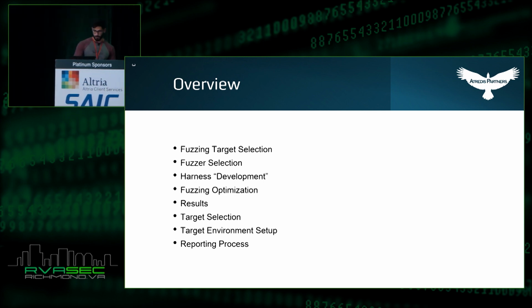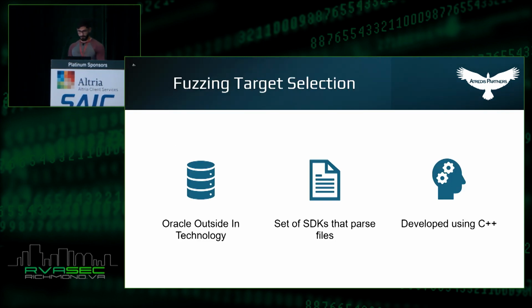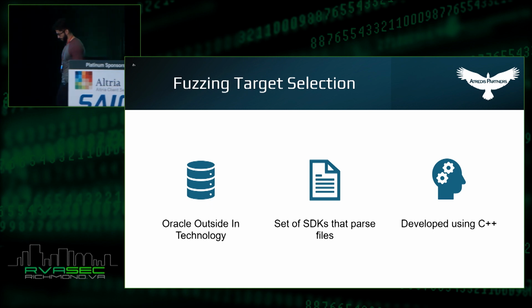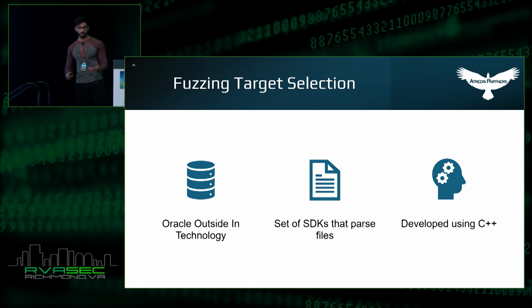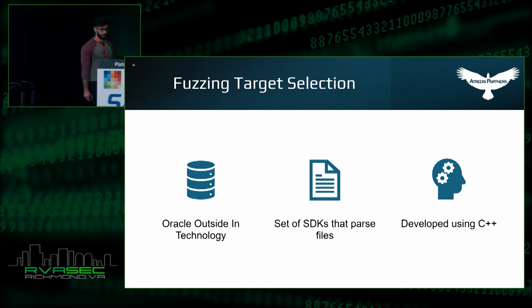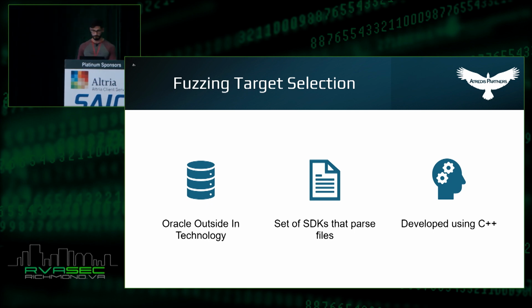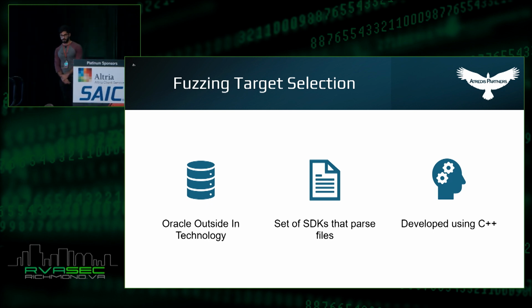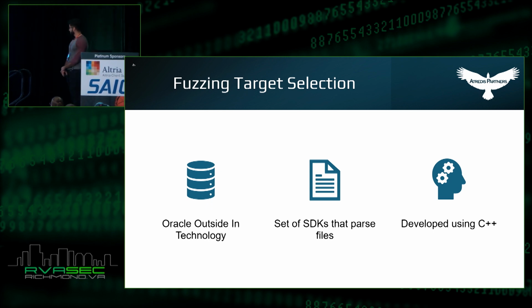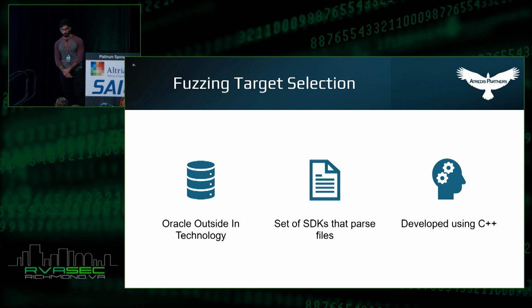So, fuzzing target selection. When I first wanted to do this, I wanted to get a little bit more into fuzzing. So I talked to one of my colleagues, Brandon, and I asked for a target, and he recommended Oracle Outside In Technology. It's an SDK that's meant to parse files primarily. It's developed using C++, so there's a lot of room for memory corruption vulnerabilities.